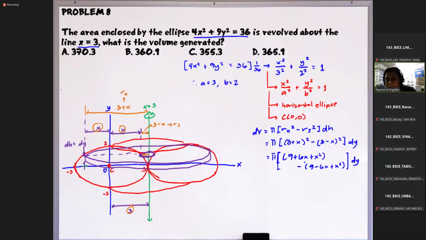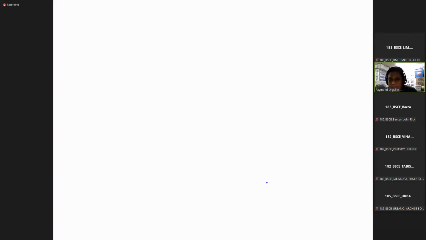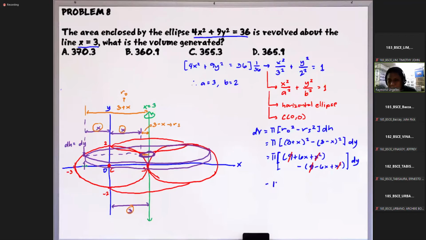So 9 minus 9 is 0, kaya magka-cancel to. X squared minus x squared is 0, kaya magka-cancel din to. So 6x minus negative 6x is positive 12x. Multiplied by pi, you will get 12 pi x dy. So this is our differential area. Okay? So area natin, therefore, will just be the integral.